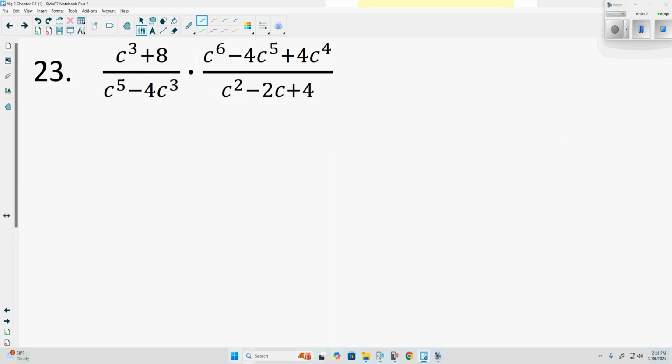c to the third plus 8 over c to the fifth minus 4c to the third times c to the sixth minus 4c to the fifth plus 4c to the fourth over c squared minus 2c plus 4.